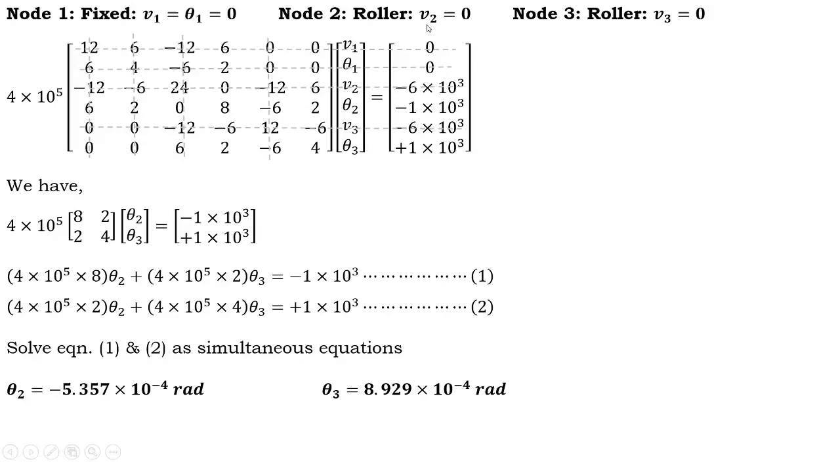So this is what the first question asked you to calculate, the slope and the deflection. The deflection at points 2 and 3 is asked. Deflection at points 2 and 3 are both 0, and the slopes at points 2 and 3 are the values we obtained.